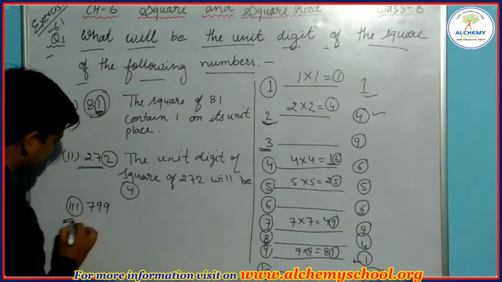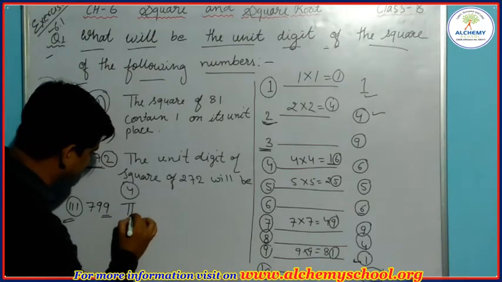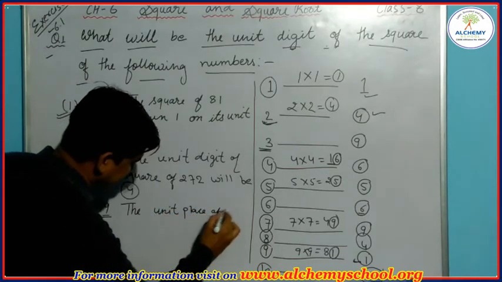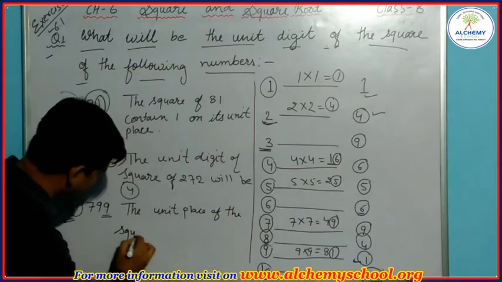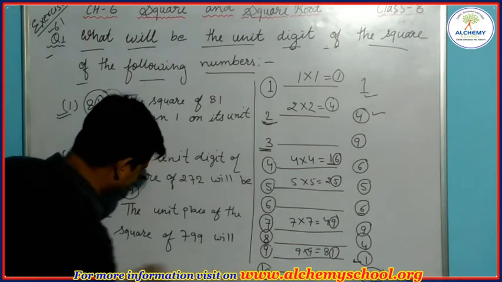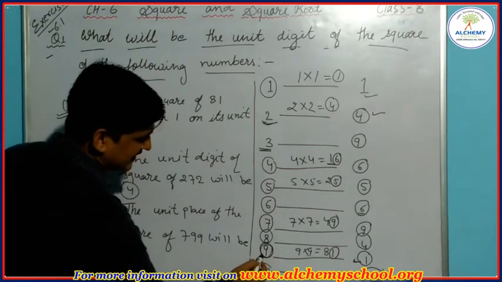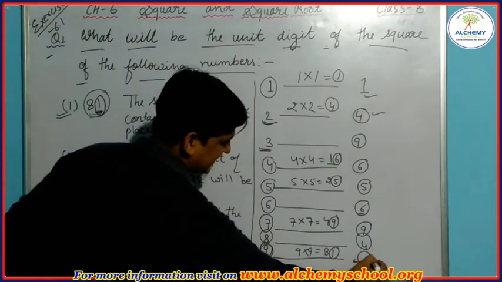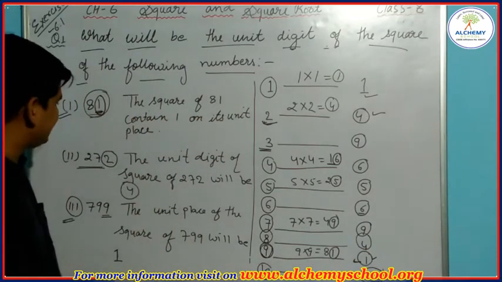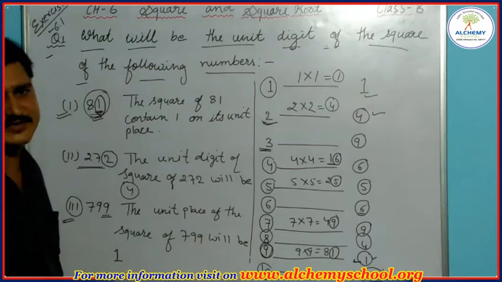The same way, in the third number, the unit place is 9. So when we find the square of 799, the unit place of the square of 799 will be 1. Okay, because when any number contains 9 on its unit place, the square of that number will contain 1 on its unit place. So the same procedure you have to apply with the other numbers, and easily you can find the unit place of the square of the given numbers.